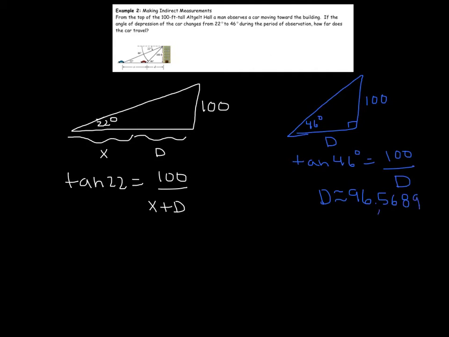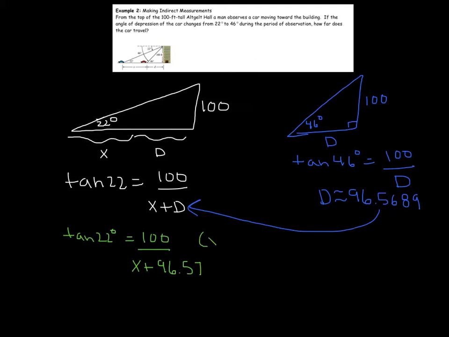So take that and plug it in here for d, and we need to do a little bit of algebra here. So it is going to be tangent of 22 degrees is equal to 100 over x plus 96.57. And then we're going to multiply both sides by the denominator.